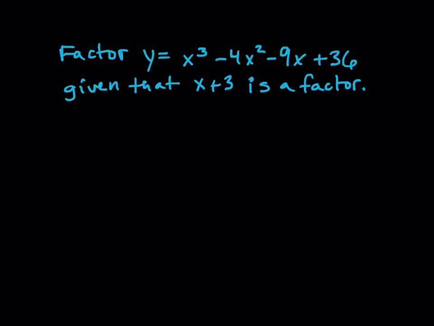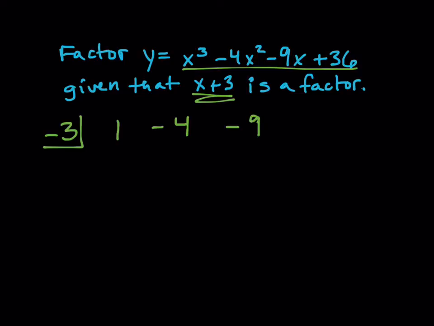Okay, so I would use the 0 associated with that factor, which is -3. Okay, and then use the coefficients for this polynomial, which would be 1, -4, -9, and 36. Okay, I wasn't missing any terms. x cubed, x squared, x, and a constant. Okay, so one more time, try this synthetic division.